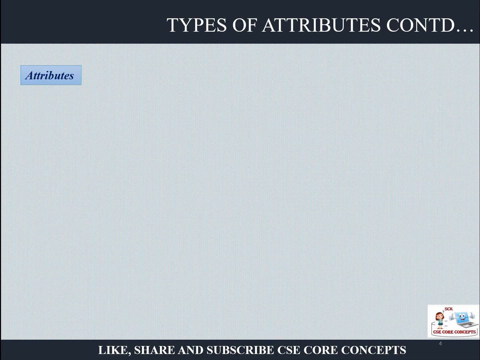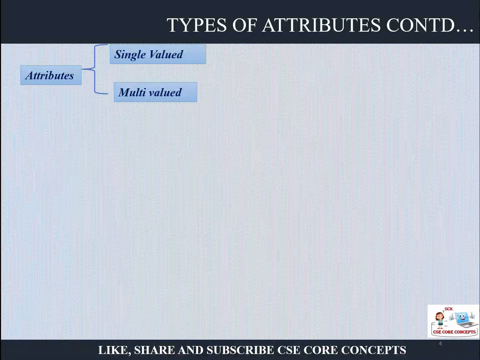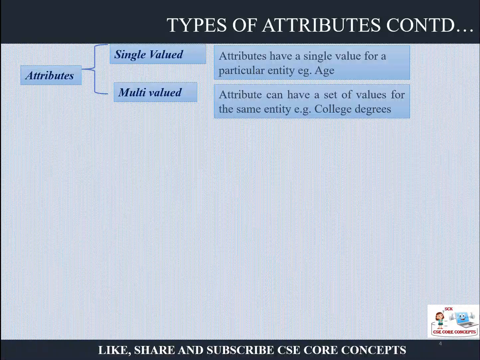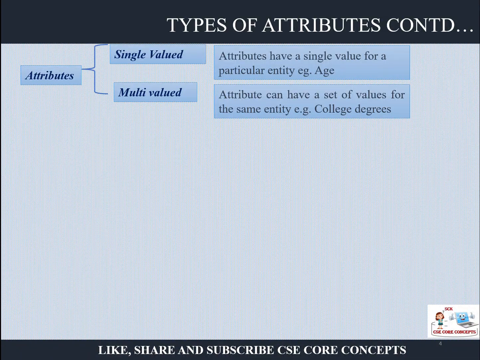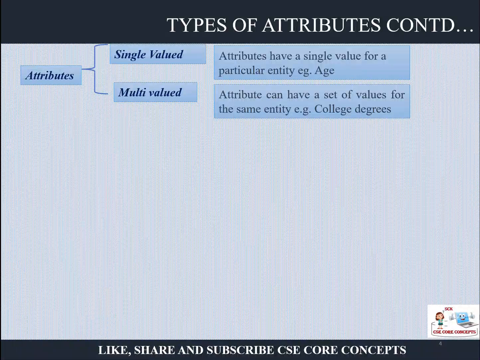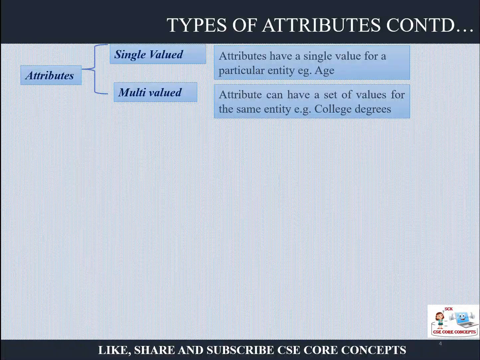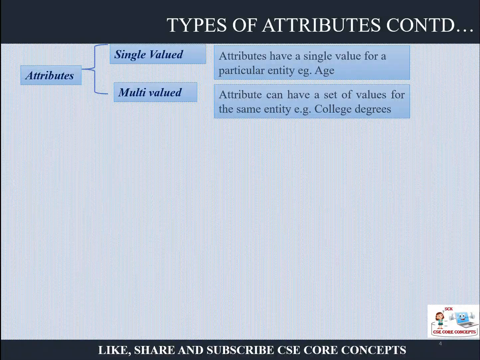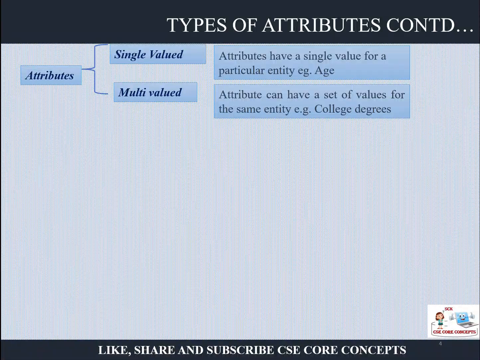Understood? Then the attributes can have one value or they can have multiple values. Let's say, for example, if you have an age attribute, the employee's age, it will have only one value, right? But if you have, let's say, the attribute degrees or the qualification of the employee, then you can have multiple values. He has cleared BSc, he has cleared MSc, he has cleared PhD, he has cleared GATE or NET. Okay, so there are multiple degrees which you can have.